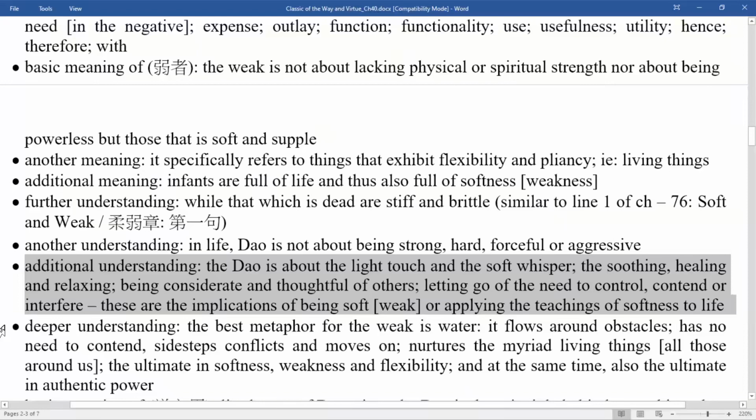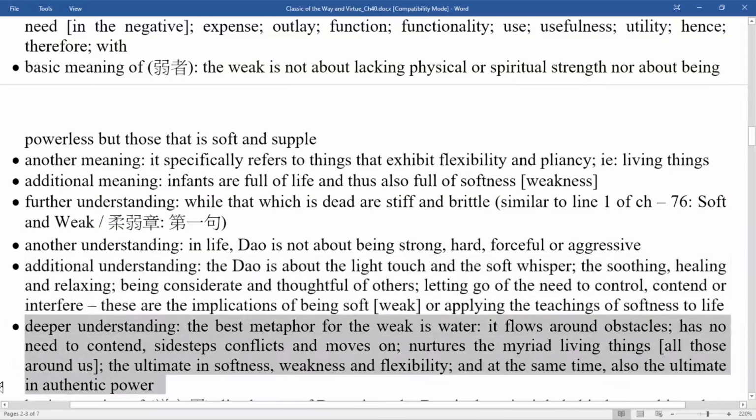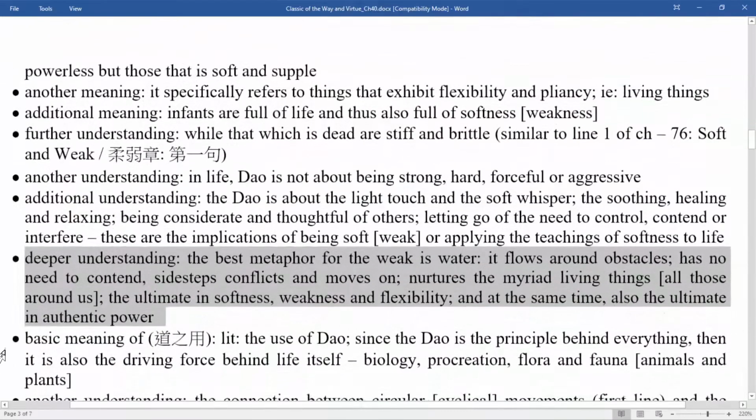So the deeper understanding level is this: the best metaphor for the weak is water. It flows around obstacles. It doesn't try to overwhelm something. It just goes around it. So that's the soft approach, or the flexible approach, which has no need to contend. It sidesteps conflicts or obstacles and moves on. So it nurtures the myriad things, all those around us, the water.